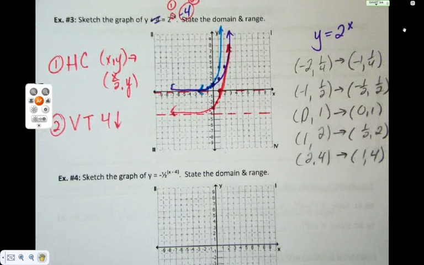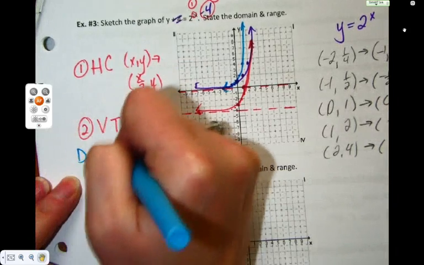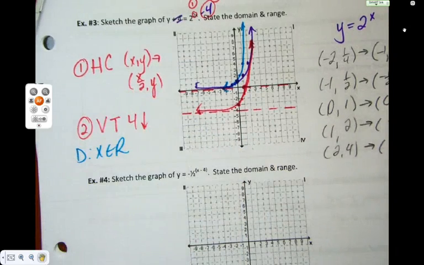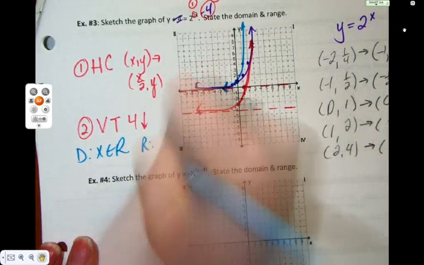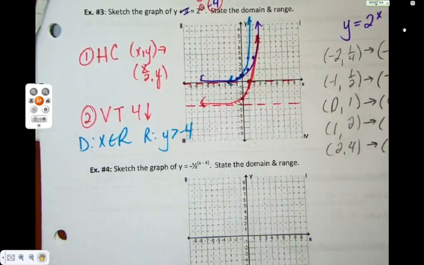Do you see the link to transformations? All we're doing is changing the base graph. So now you've got base graphs that look like x squared, x cubed, square root of x, absolute value of x. Now we can add in any exponential. Domain: x is any real number. The range: the range changes because of the vertical translation.